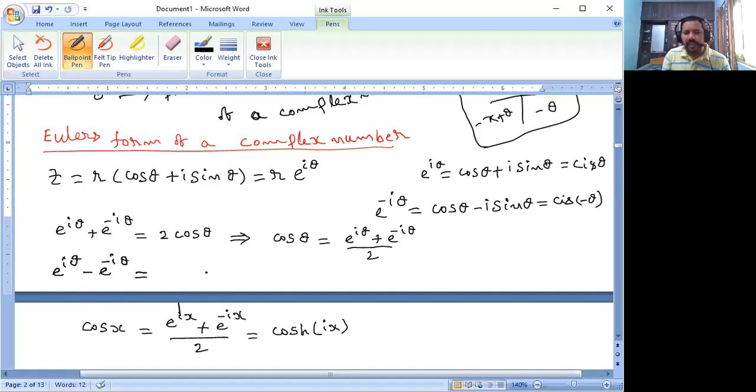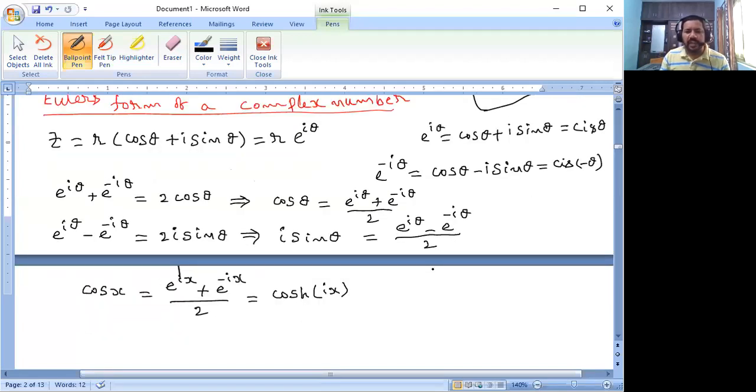The cos theta cancels, and i sin theta plus i sin theta gives 2i sin theta. In this case, i sin theta is equal to e power i theta minus e power minus i theta divided by 2. This is the e power i sin theta value.